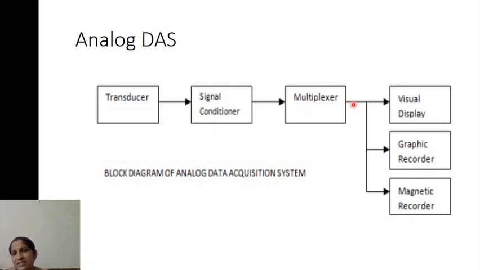After getting the output signal, it can be displayed on the visual display, or if you want to record, you can use a graphic recorder so that the readings can be recorded, or you can also use a magnetic recorder to record the values. As the data is in analog form, this is called the analog data acquisition system. This is about the analog data acquisition system.